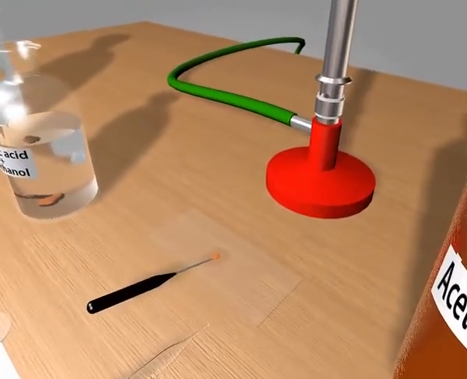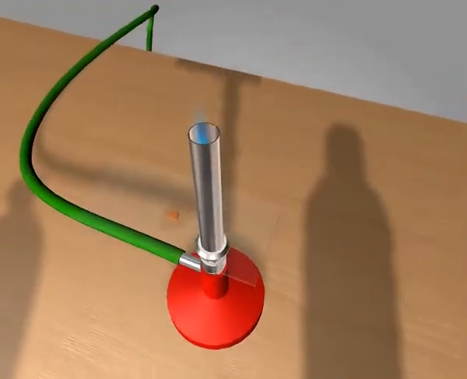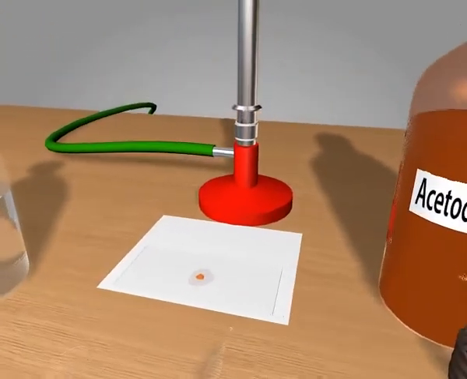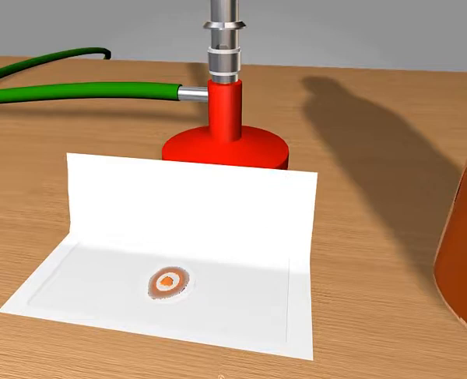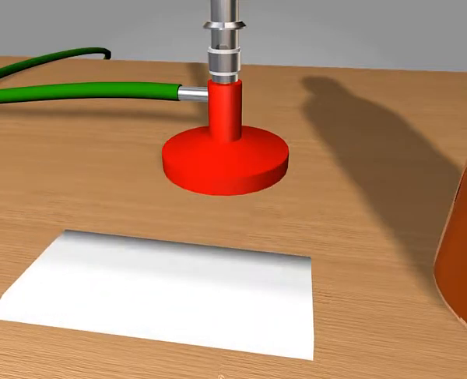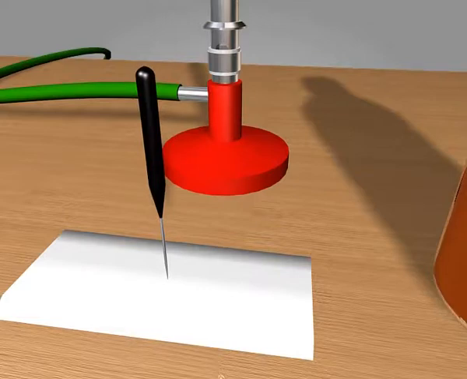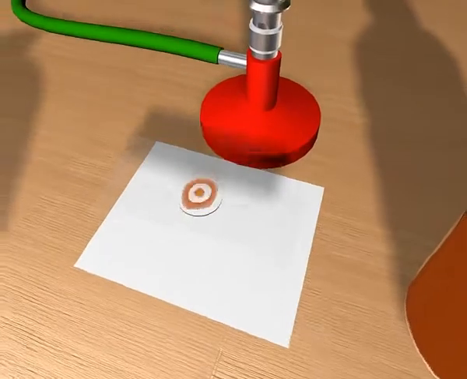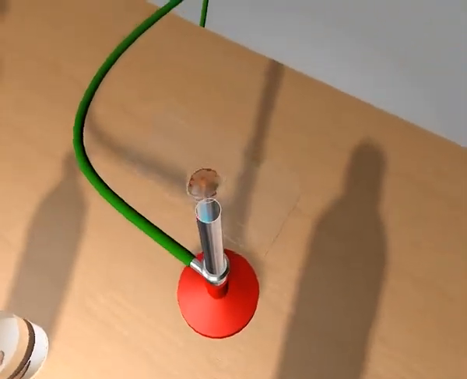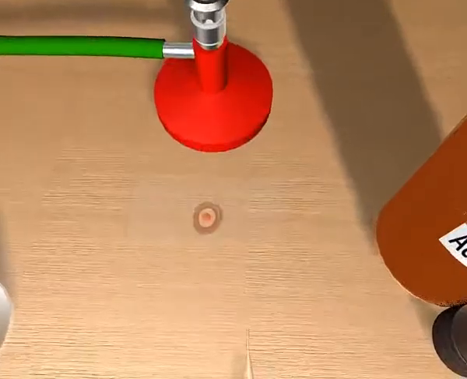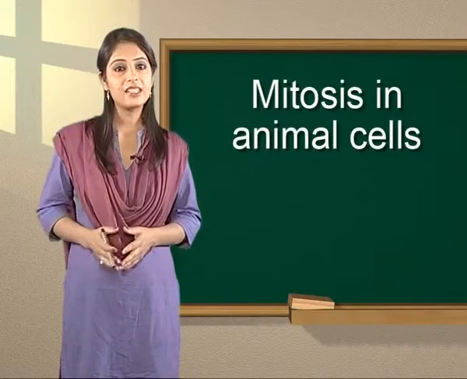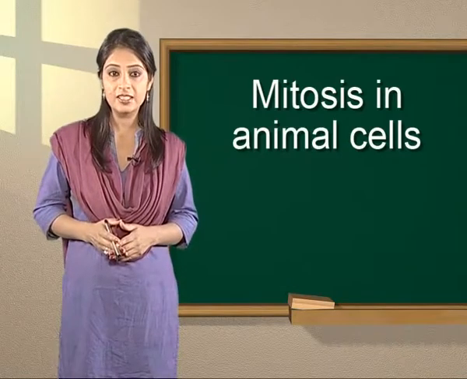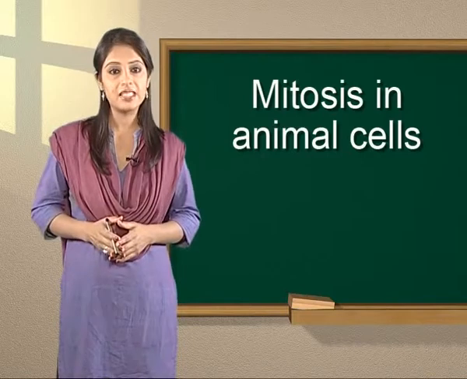Tease it with the help of a needle. Warm it again. Put a cover slip over the material present on the slide. Keep it in the fold of tissue paper and tap it to squash the tissue. Once again, gently warm the slide above the burner. Now the slide is ready. This slide will help you in studying various stages of cell division in animal cells.